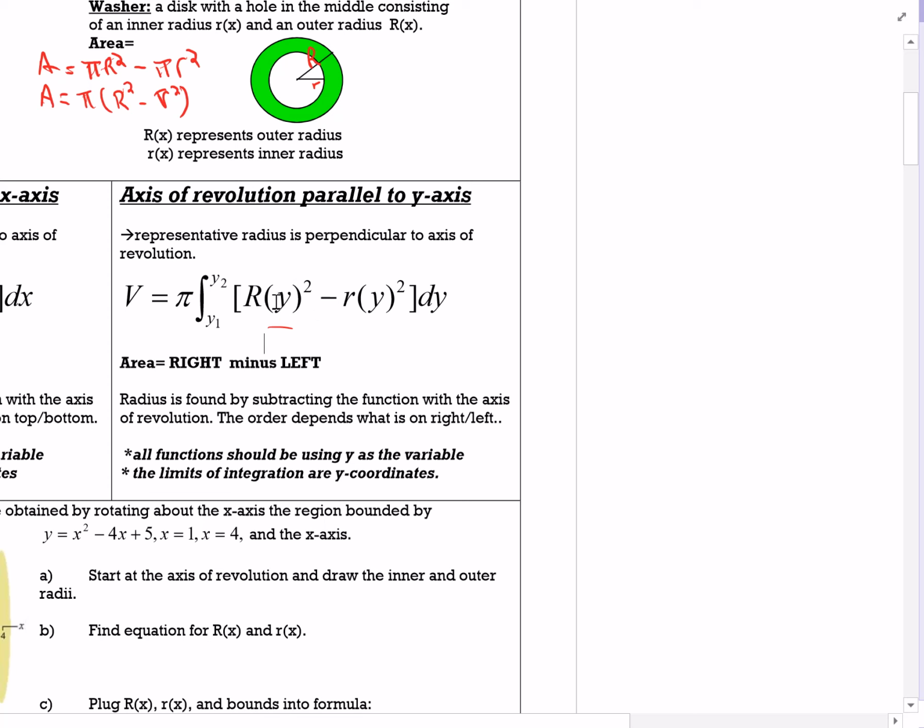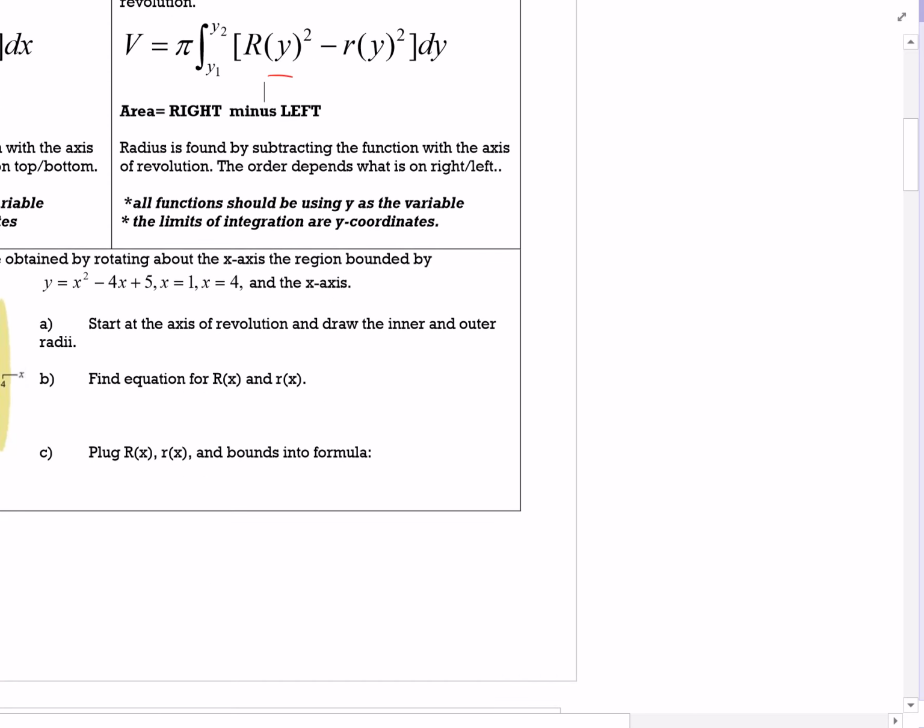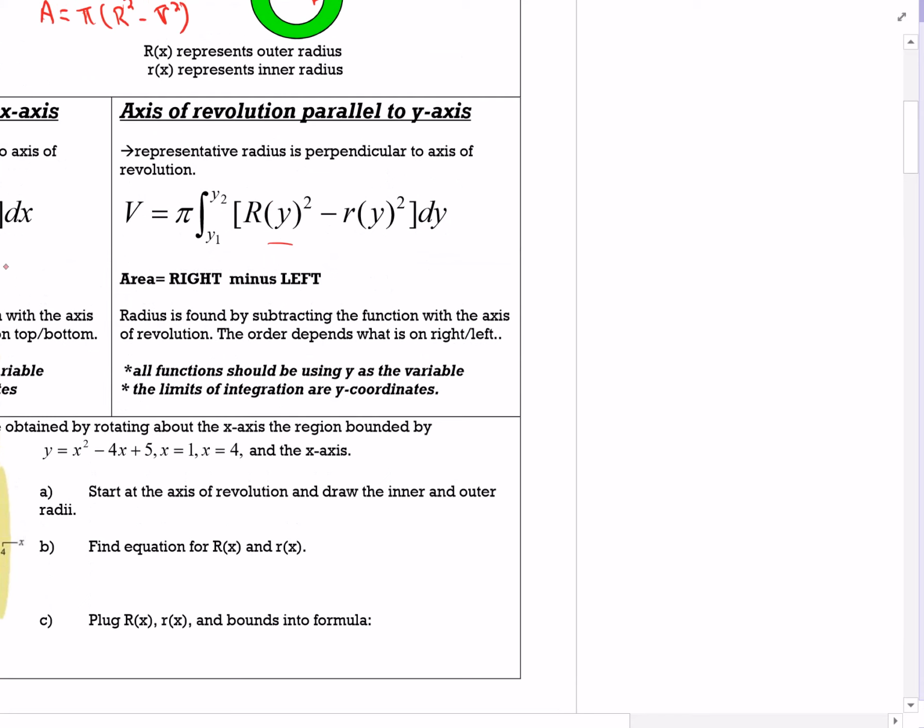So basically the idea is we're going to find, let's draw this on here. If I was revolving this thing, let's say around the x-axis, it's going to look something like this. That would be like a cone. What I would need to find is what's the radius of this cone. This is the radius. And the radius is determined by the function. The radius is the function itself.